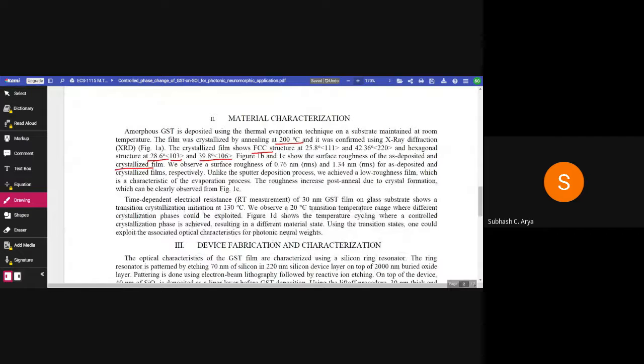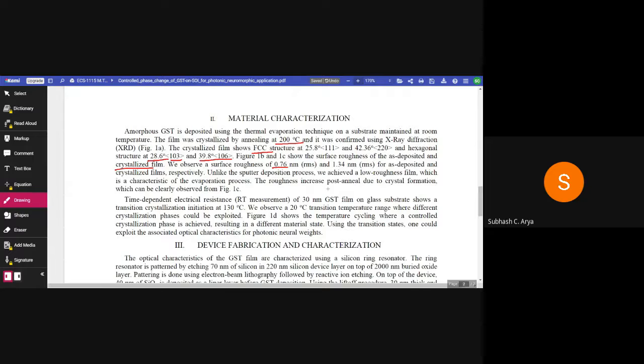We observe a surface roughness of 0.76 nanometer RMS and 1.34 nanometer RMS for as-deposited and crystallized film respectively. So roughness in the case of amorphous is 0.76 and in crystalline it is 1.34 nanometer. Unlike the sputter deposition process, we achieved a low roughness film, which is a characteristic of the evaporation process.